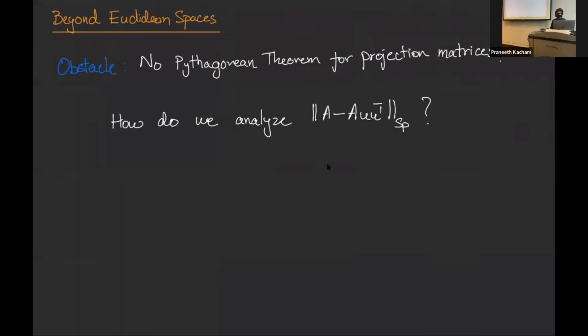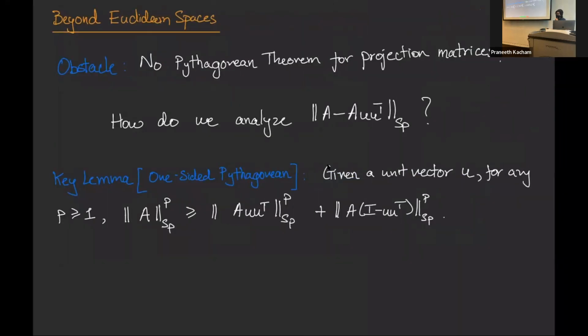Okay, in the interest of time, I'm not going to spend too much time talking about how to extend this beyond the Frobenius norm. But the major obstacle is, like I alluded to before, there's no Pythagorean theorem in these spaces which are not Euclidean. So what do you do there? How do you analyze quantities of this form? The way we do it is we prove a one-sided Pythagorean theorem for Schatten p-norms. If there was an equality here, this would be the Pythagorean theorem as we saw before for p equals 2. But what we show is this inequality for general p.